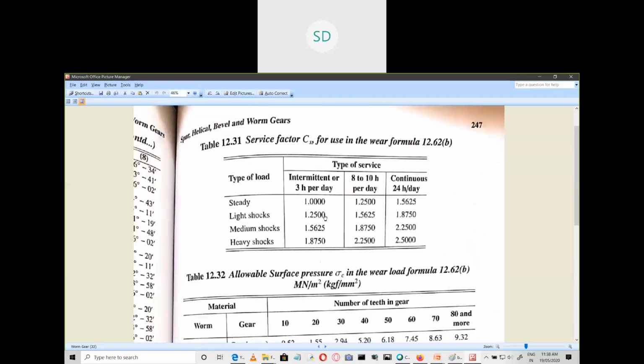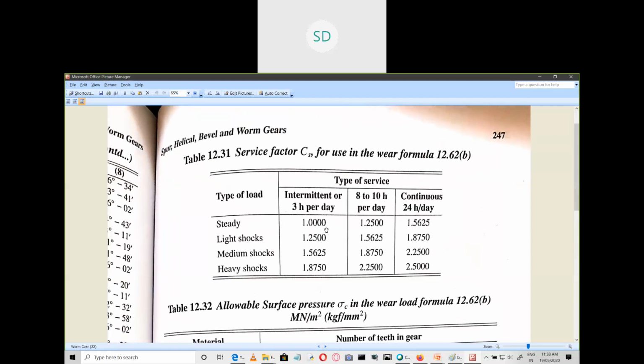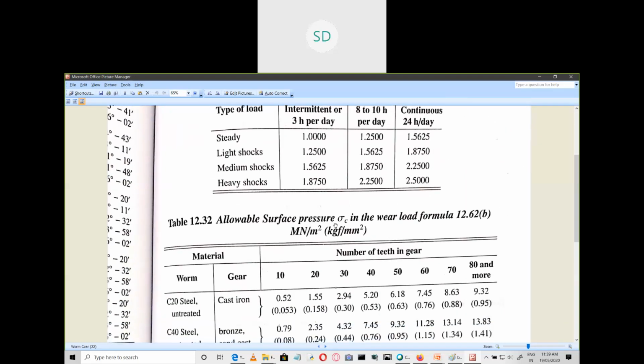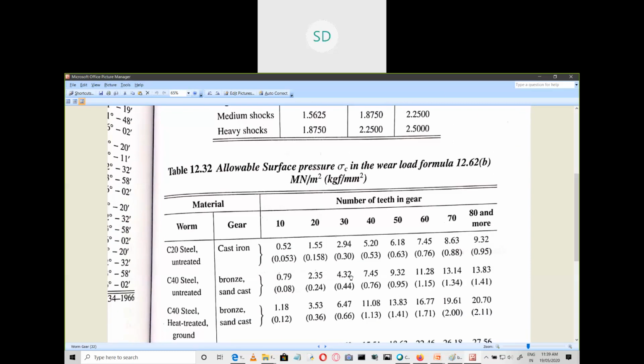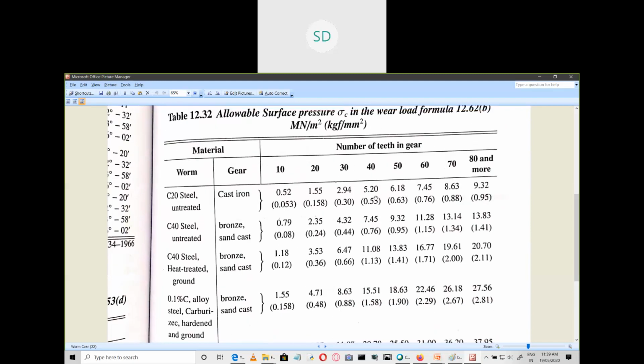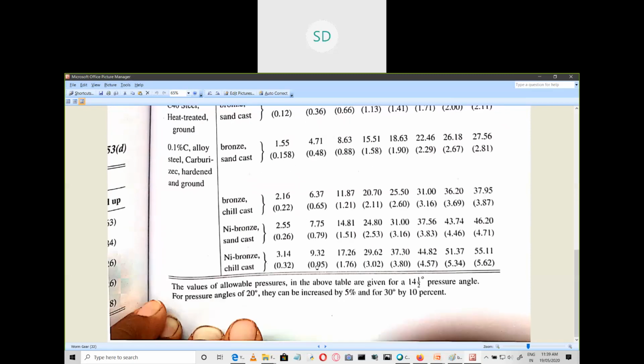Here the service factor Cs, for use in the wear formula, that is equation number 12.62b. And allowable surface pressure sigma c in the wear load formula, that is also equation number 12.62b. So based on the number of teeth in the gear, you can select the value of sigma c. This is one.